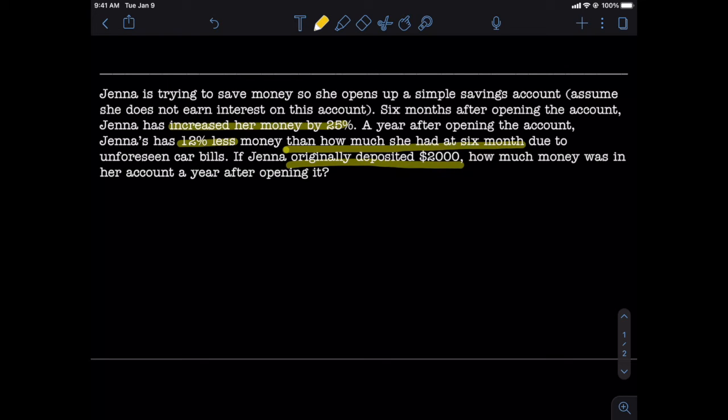Right, so we start with percent increase where the original amount is 2,000. So we have 2,000 times 1 plus the decimal equivalent of 25%, which is 0.25. We'll add inside the parentheses, and this will give us 2,000 times 1.25, which gives us a value of 2,500. So again, this amount right here, this 2,500, is the amount of money that Jenna had in her account at 6 months. Therefore, this is going to be our starting amount for our percent decrease formula.